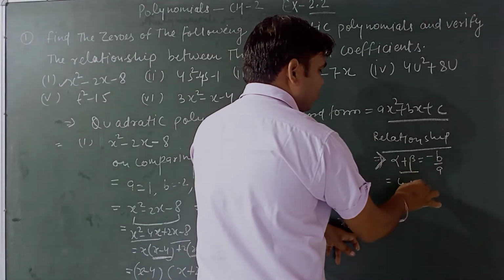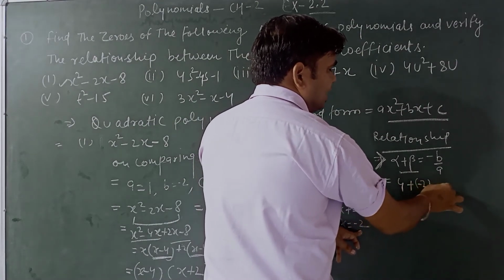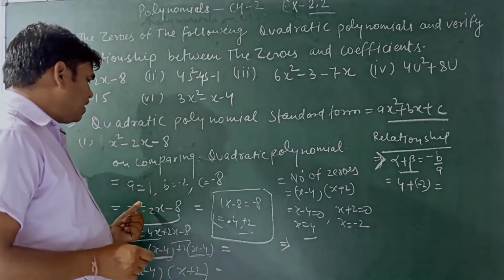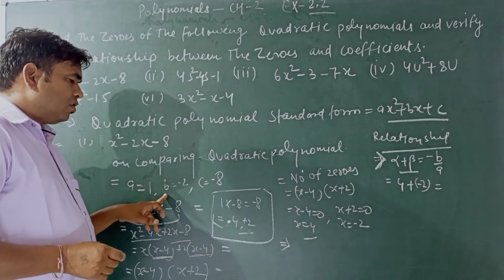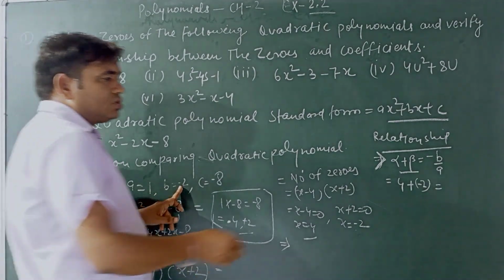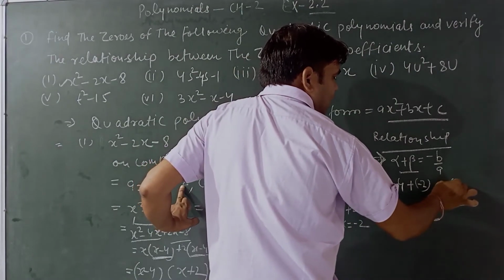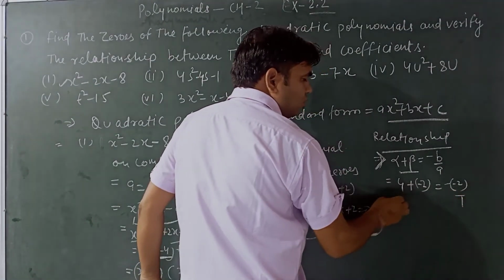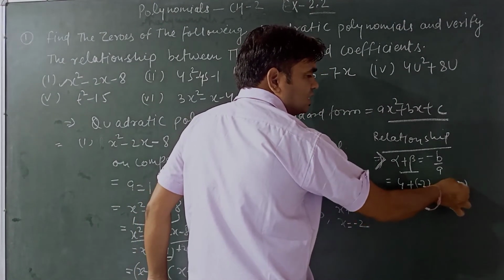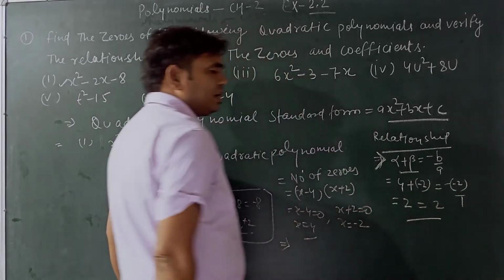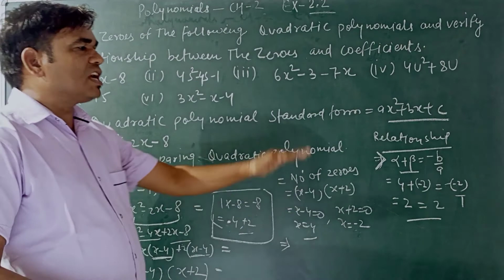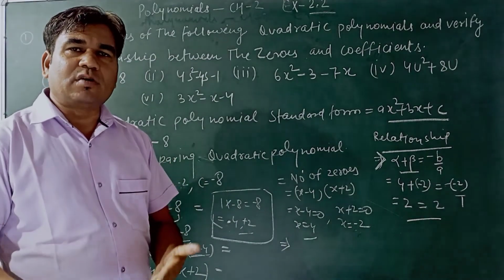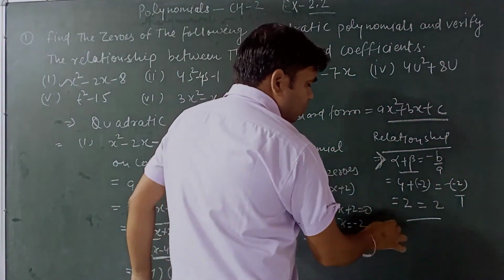Taking the value of minus b over a, the value of b is minus 2, so we write minus of minus 2 over a, and the value of a is 1. So from here we get 2, and alpha plus beta is also 4 minus 2, which is 2. So this is the relationship for the sum of the zeros, and next the product of the zeros.